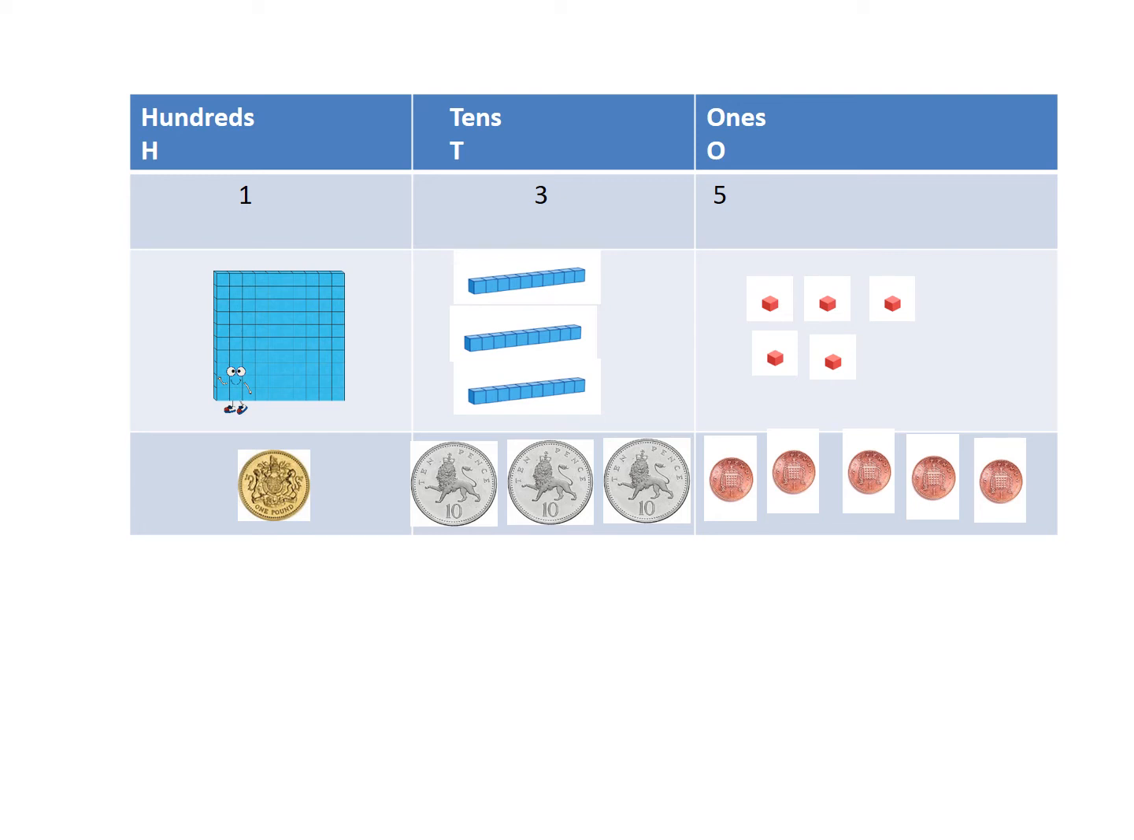You can also represent it using money, because £1, remember, is the same as 100 pence. And then you've got 3 10p's, 10, 20, 30, and then we've got 5 1p coins, which makes the 5.